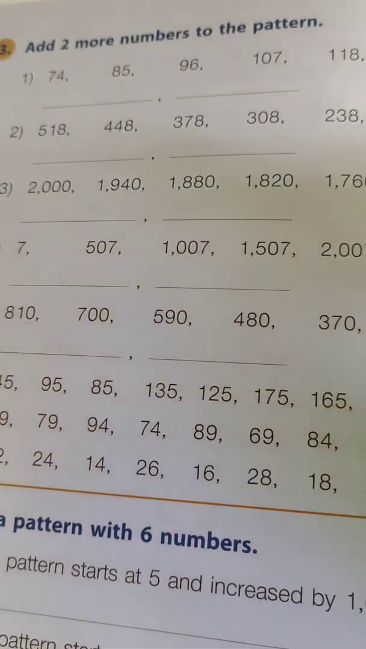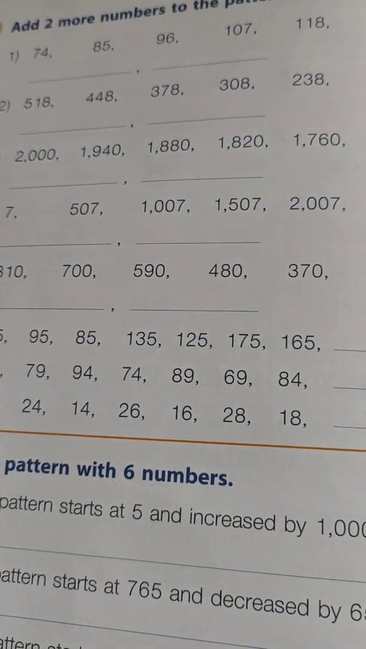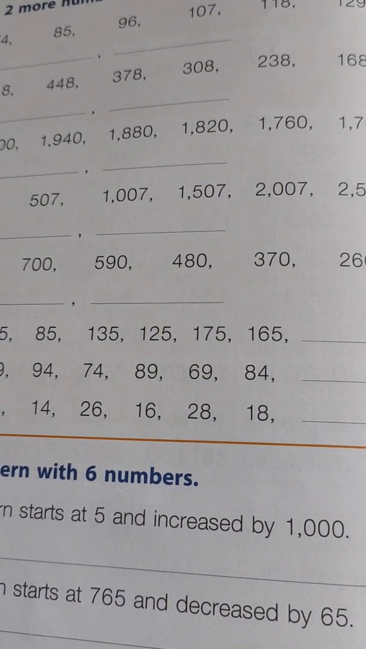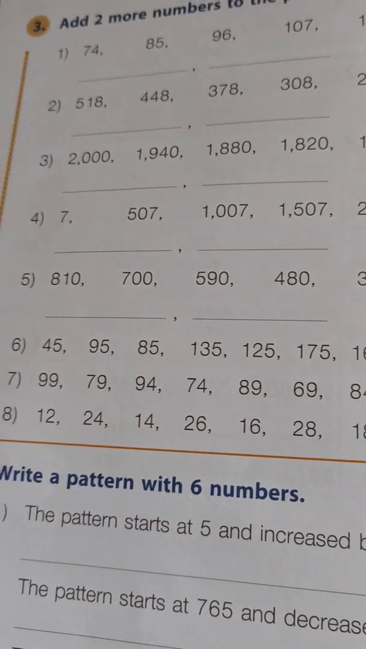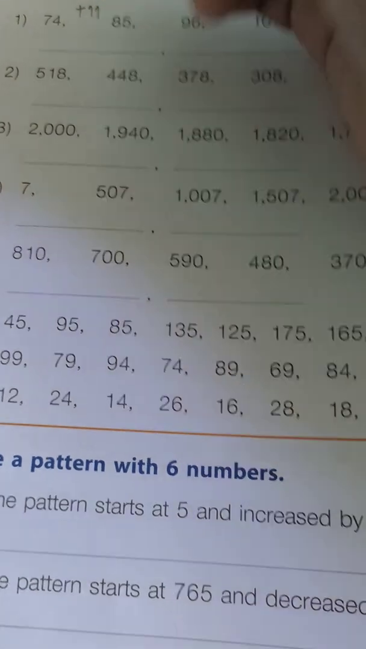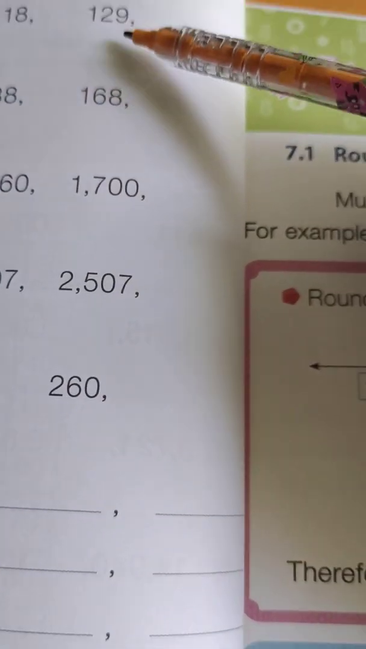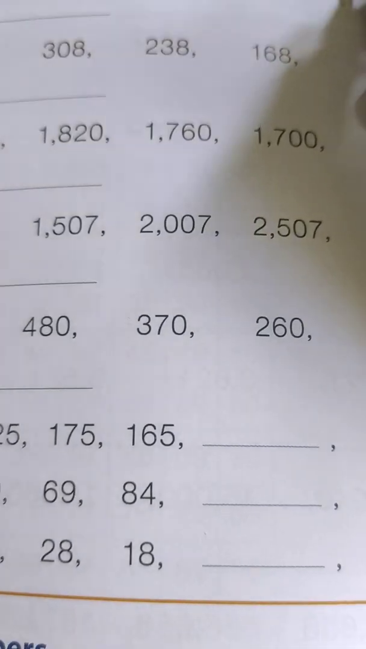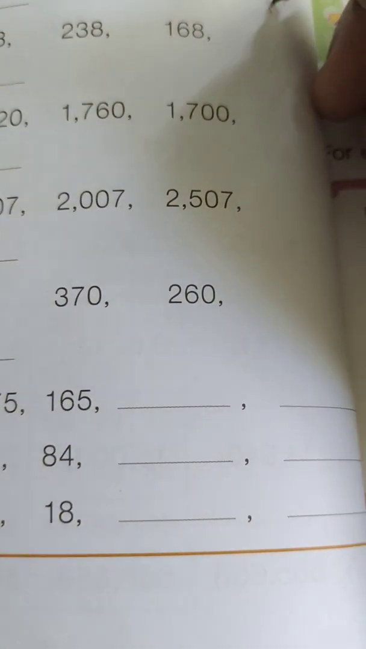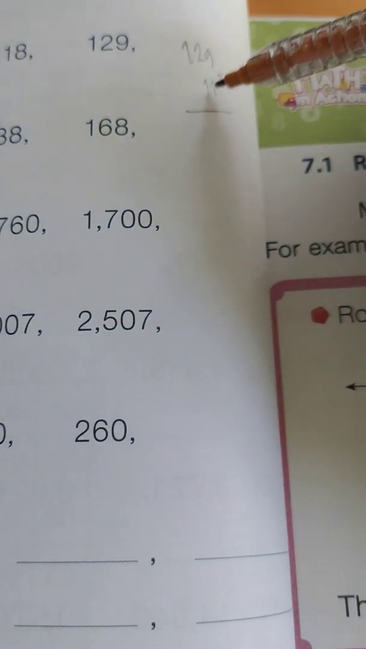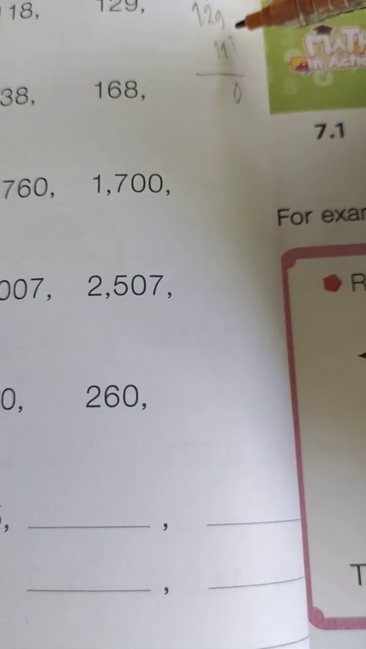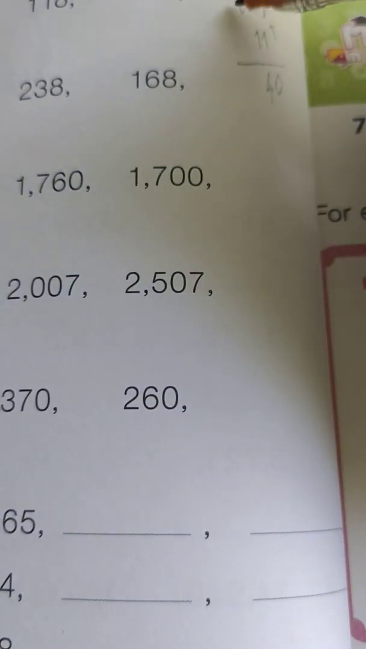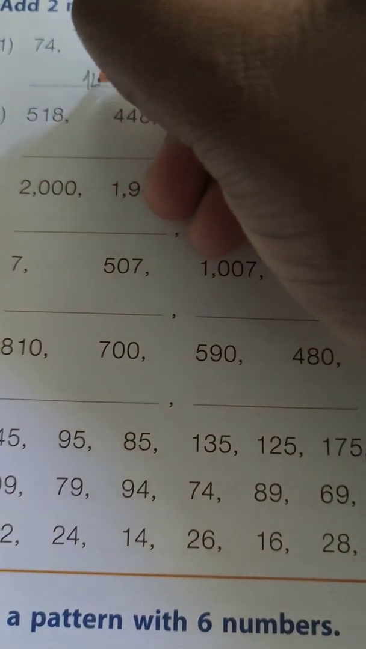So it is increasing. It means we have to do an addition, right? So 74 plus how many gave us 85? 74 plus 11, right? So the pattern will be plus 11. So now we have 129. So we have to do 129 plus 11. 9 plus 1, 10. You write 0 and you save 1. 1 plus 2, 3 plus 1, 4. And 1 plus 0, 1. So the next number will be 140.